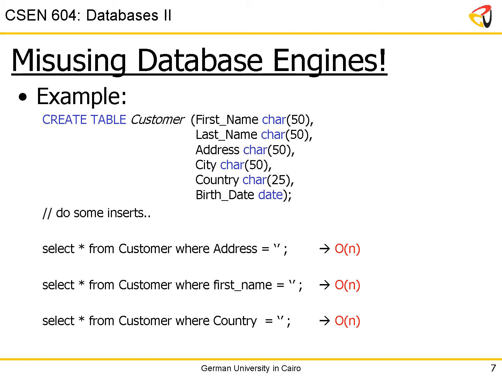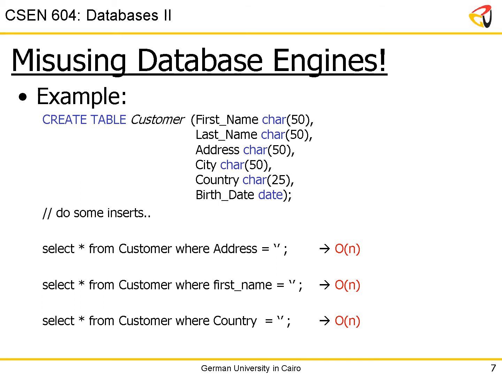Suppose you do an exercise in identifying entities in a specific problem domain, and you identify this customer entity for which you create a relation with the following columns: first name, last name, address, city, country, and birth date. And the types are listed after each column.